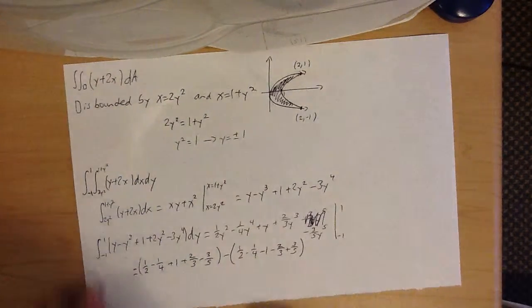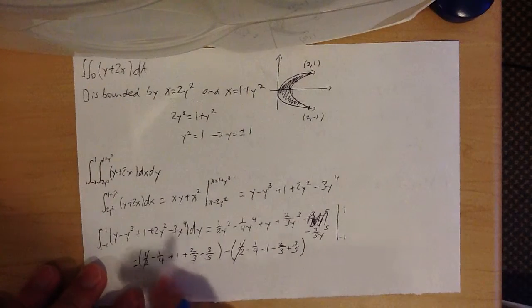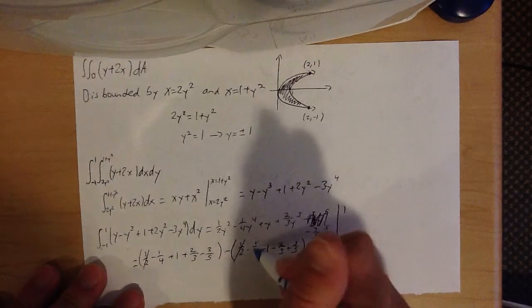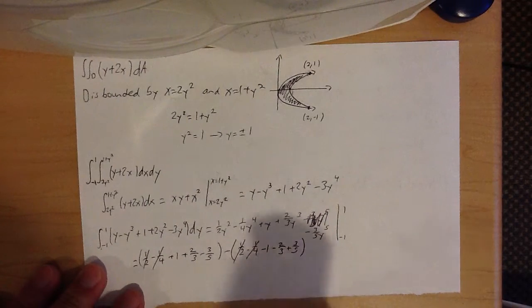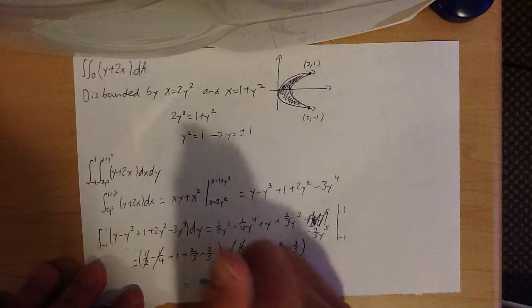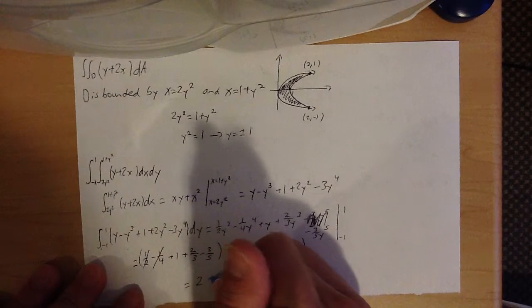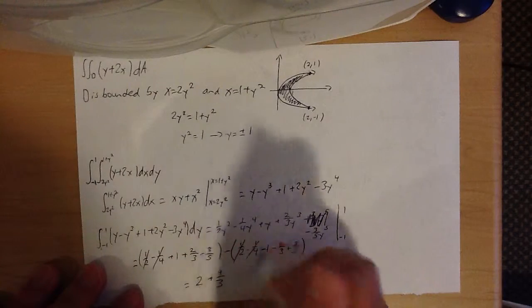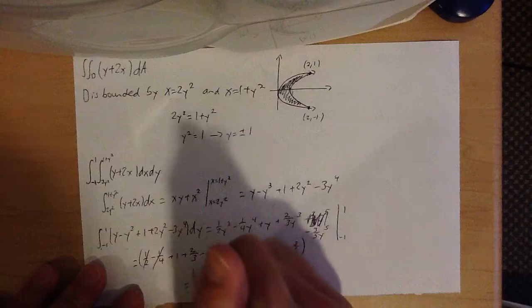Okay, and you'll see that some terms cancel out. For example, this half and this half cancel, and then minus 1 for that 1 plus, so this cancels, and then these do not cancel. So it'll be 2 plus 4/3 minus 6/5. So that's your answer.